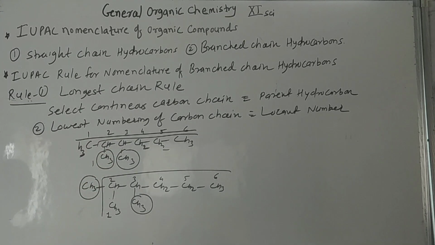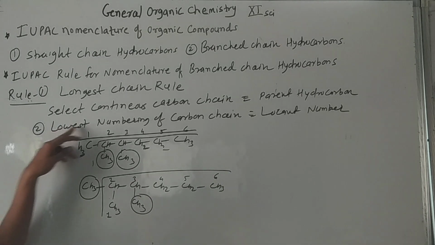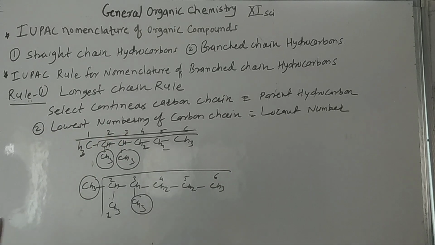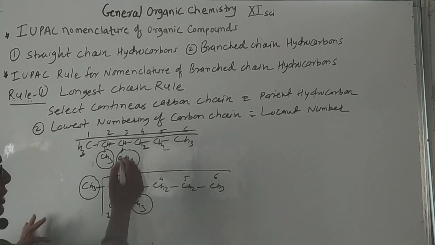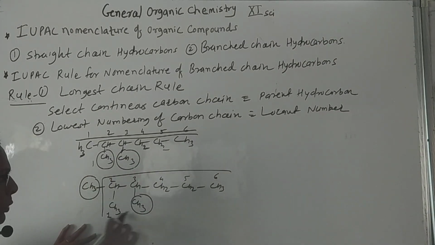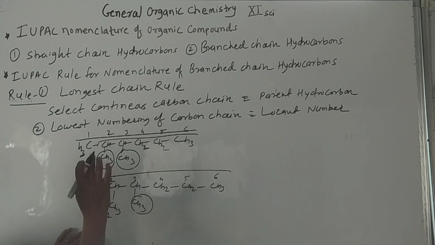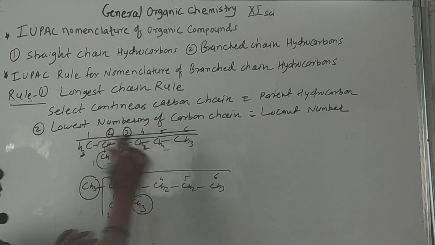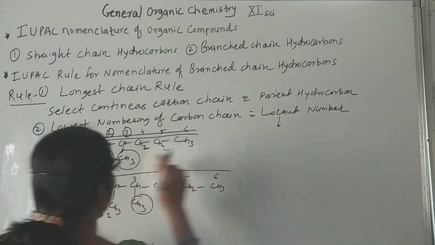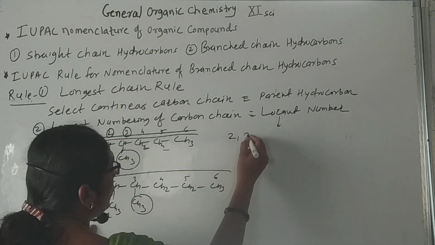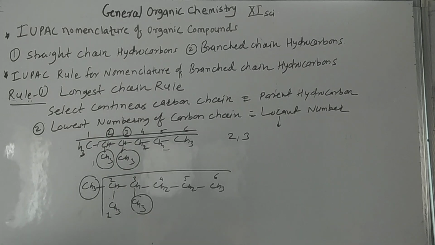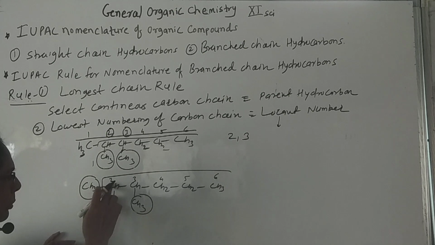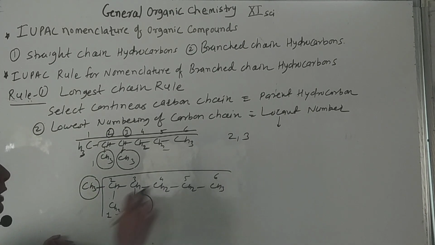Now the second thing is the lowest number of the carbons. Give the numbering to the chain so that the branched alkyl groups have the lowest possible number. The numbers indicating the positions of these branched alkyl groups are called locant numbers. So here, what is the locant number? 2 and 3 are the locant numbers where the alkyl groups are attached. Here also the locant numbers are 2 and 3 when I consider this parent chain.